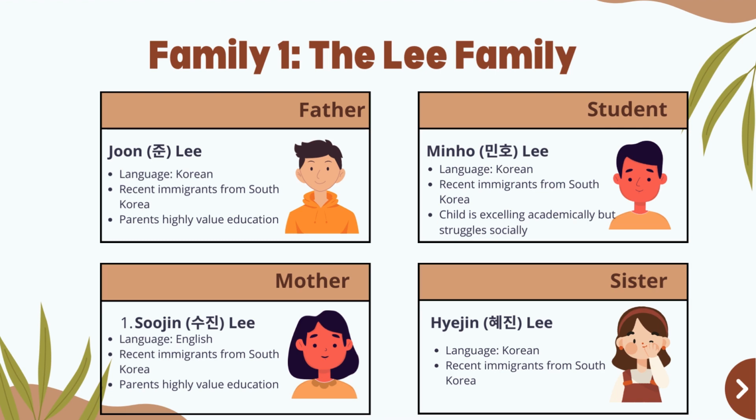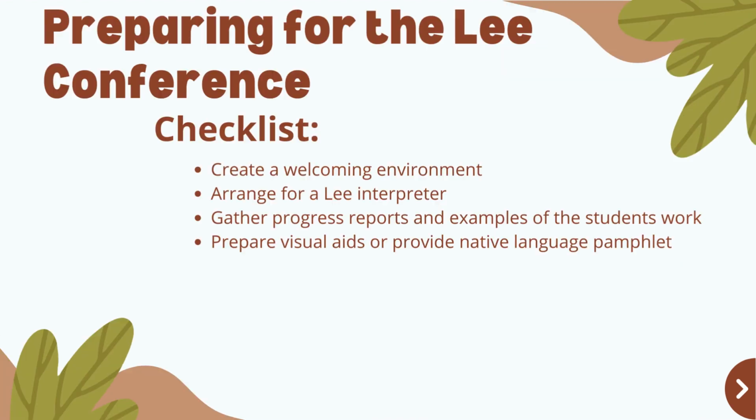Now, their child is excelling academically, but socially, he's a little reserved. Now, let's turn our attention to the Lee family, right? We know that we don't speak Korean, but we might want to learn some phrases, right? Remember, Korean is their primary language. We want to create a checklist of things that we need for the Lee conference. It is crucial to arrange for a proficient Korean interpreter who can accurately convey detailed discussions.